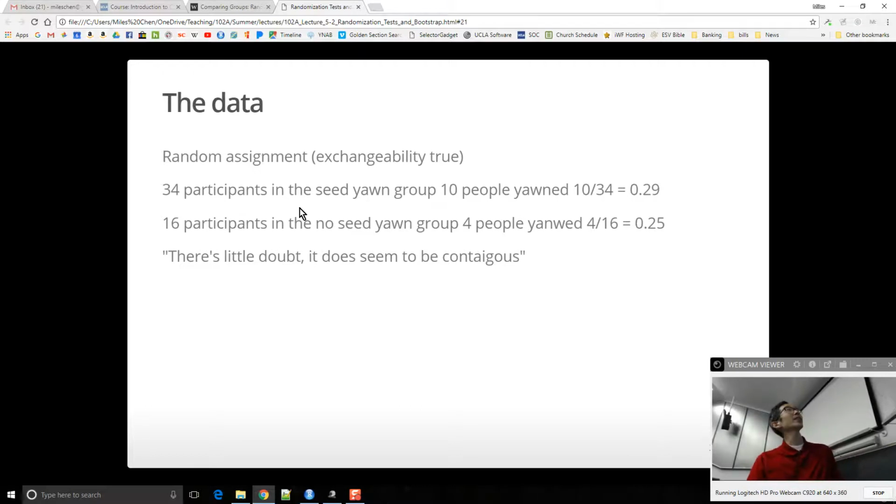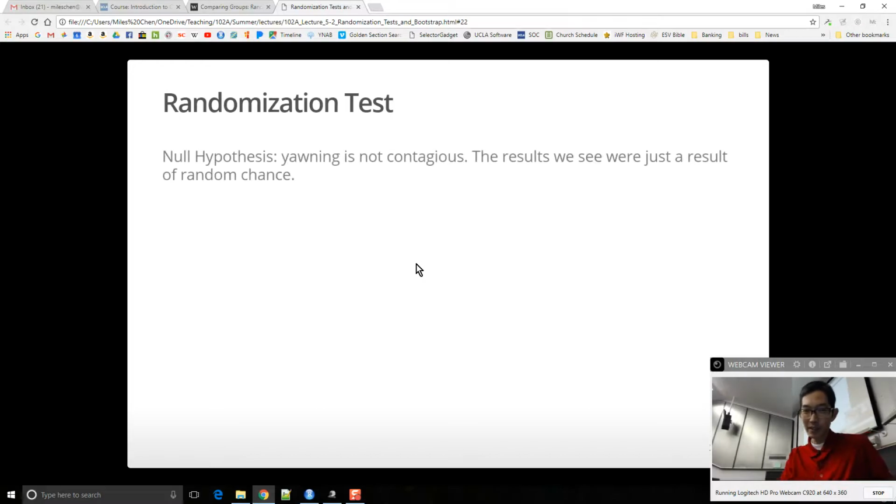Based on what they've described, 2 out of every 3 got a seed yawn, and of those who were given a seed yawn, 29% yawned, and of those who got no seed yawn, 25% yawned. Doing a little bit of math, I concluded that's 10 out of 34 versus 4 out of 16. They said there's little doubt, it seems yawning is contagious. That was their conclusion. So here we can conduct the randomization test.